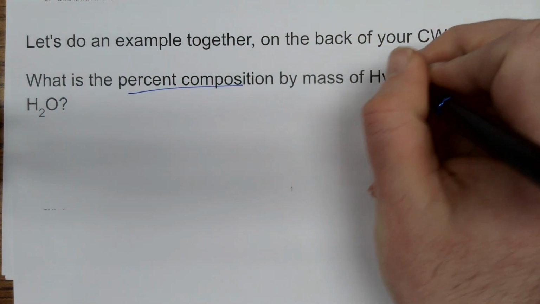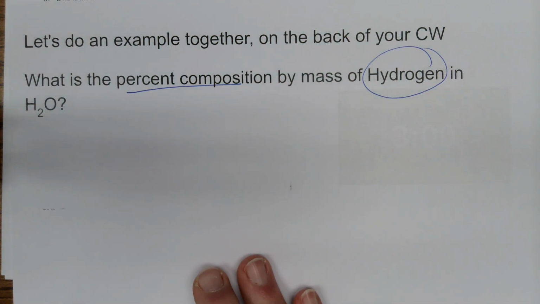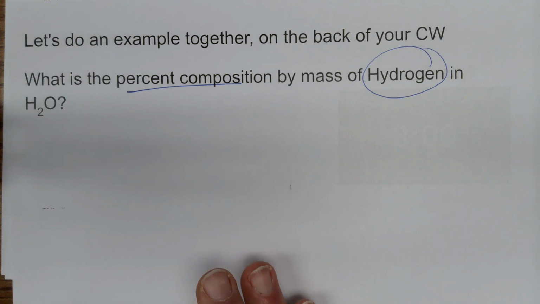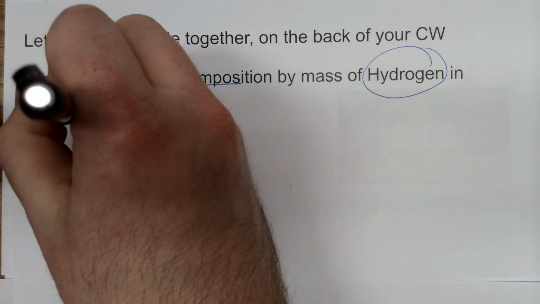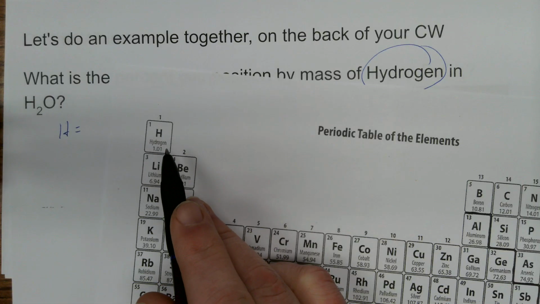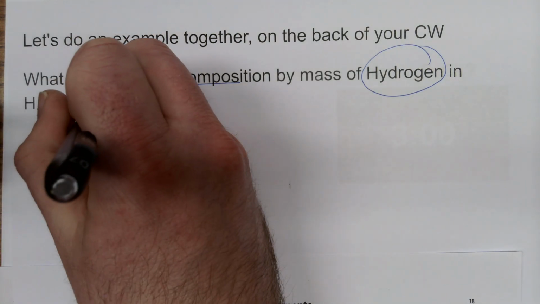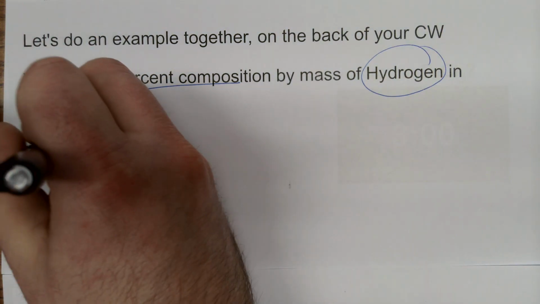So we want to figure out what is the percent composition by mass of hydrogen in water, H2O. Now I know by looking at my periodic table and looking at my formula at the top of my page, I need to figure out what is the molar mass of my hydrogen, which I take a look at my periodic table. I can see that right there. It is 1.01 grams. But I need to determine the molar mass of H2O.